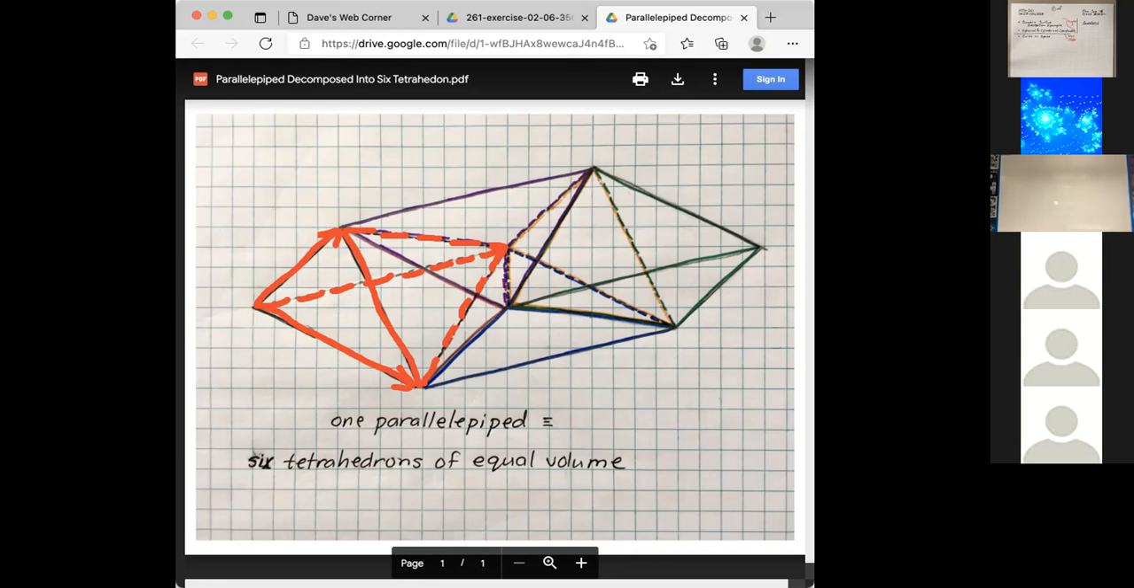But in order to help you, what I did try to do here is draw very carefully. And if you print this out, I've even color coded the tetrahedra. If you think you can explain it, send me a note or meet up with me in office hour and tell me how you see the six tetrahedra of equal volume. Okay, so parallelepipeds are going to be very important to us in the future. That's why I present you with these two images.